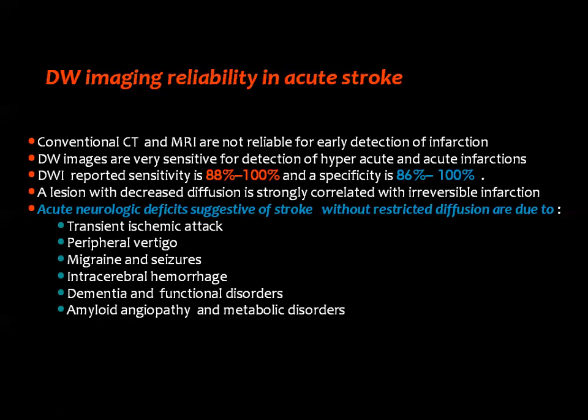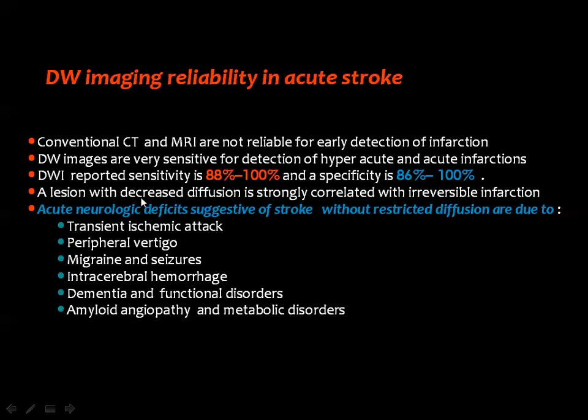Then conventional CT and MRI are not reliable for detection of acute infarction. Diffusion weighted images are very sensitive in detection of hyperacute infarction before the changes in the T2 and the FLAIR images, and also in the acute infarctions. These are the reported sensitivity and the specificity of diffusion weighted images for detection of acute lesions.